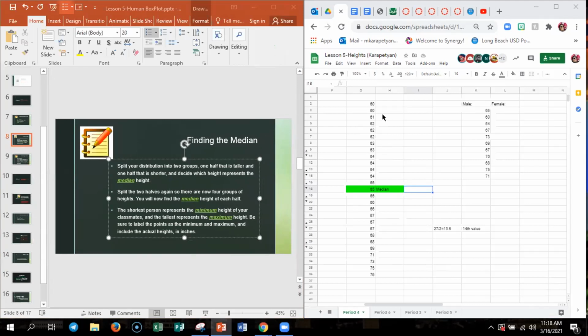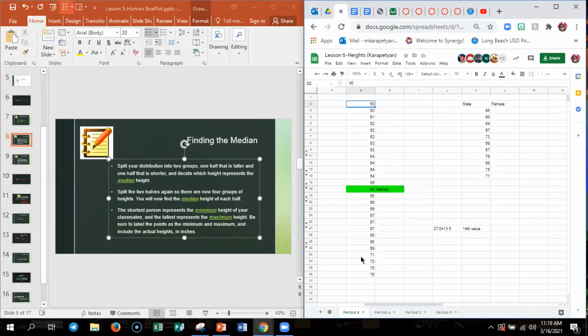So, how do we then find our quartiles? The next thing we want to do is identify the quartiles. What are the halfway marks between each one of these halves? So we take those two halves and we split them again. You're essentially finding the median of each of these halves, the median of the top half and the median of the bottom half.